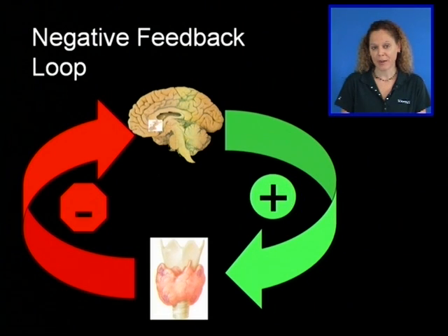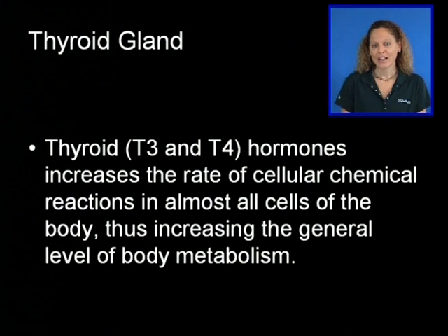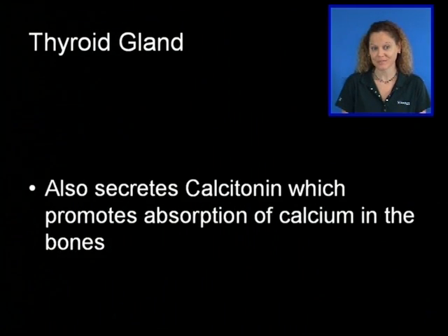In this diagram, notice that the brain releases thyroid-stimulating hormone, which stimulates the thyroid gland. Once the T3 and T4 are released, thyroid-stimulating hormone is inhibited. T3 and T4 hormones increase the rate of cellular chemical reactions in almost all cells of the body, thus increasing the general level of body metabolism.